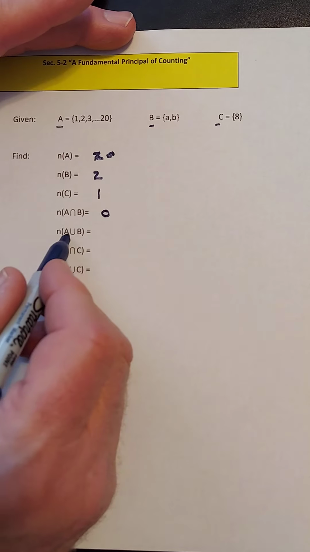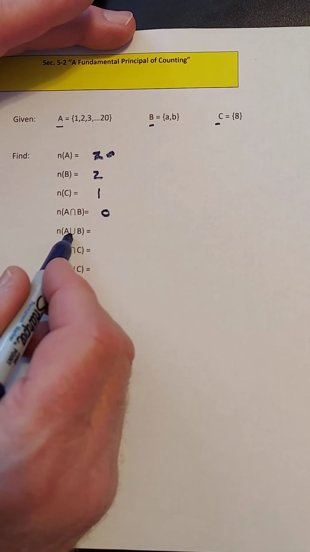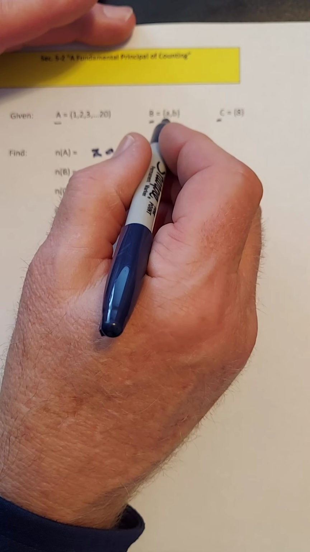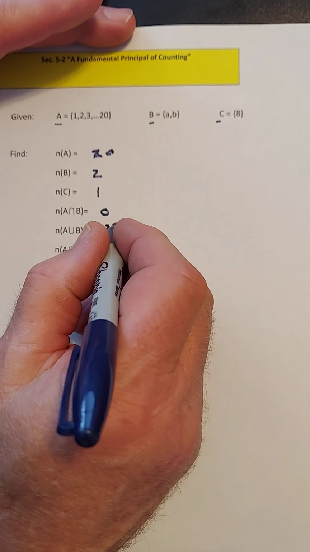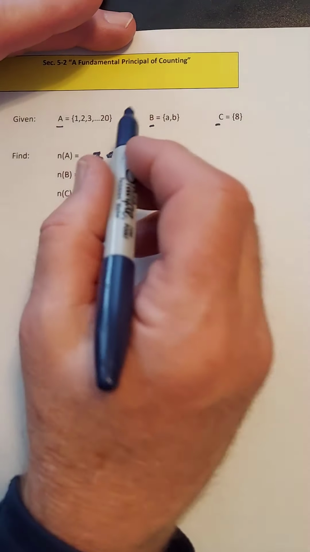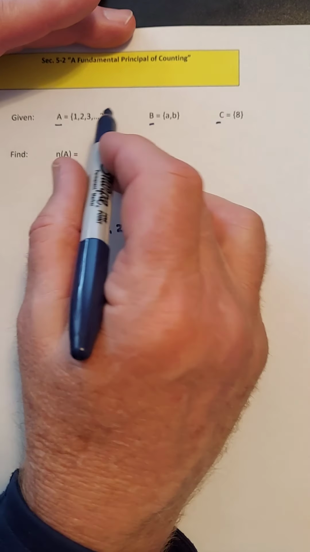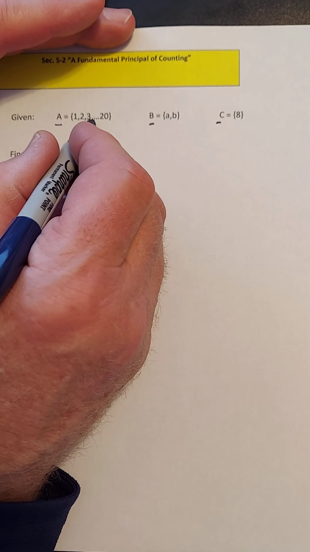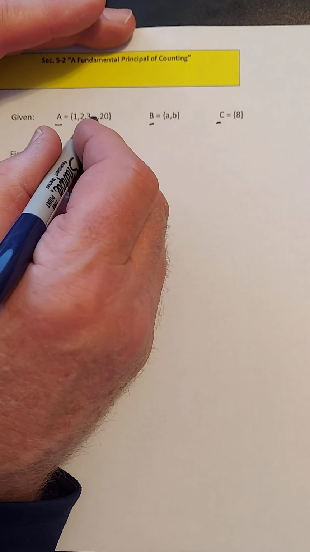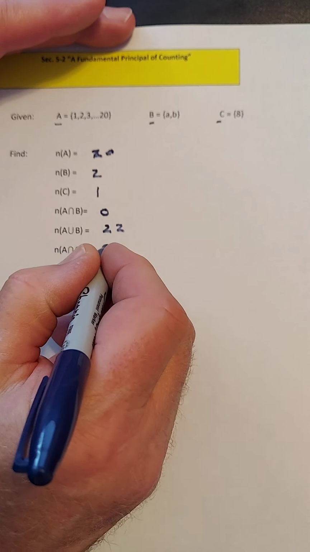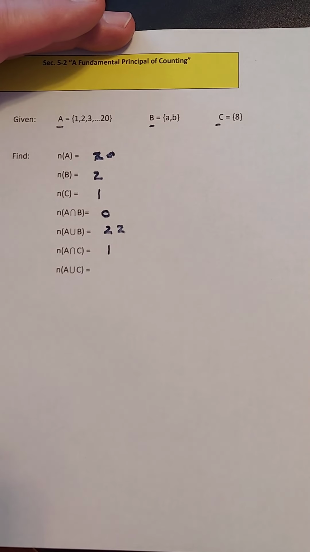What if I said A or B? Union means or, so I'm looking at the 20 numbers here and the 2 letters here, so 20 plus 2 makes sense. That would be 22. Now let's go A intersects C. What do they have in common? Well, even though you don't see it, there is an 8 in here because it's 1, 2, 3, and so on, which would include the 8 all the way up to 20. So there's 1 in the intersection there.